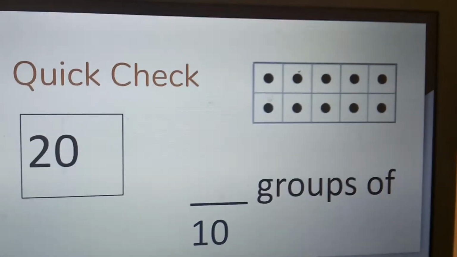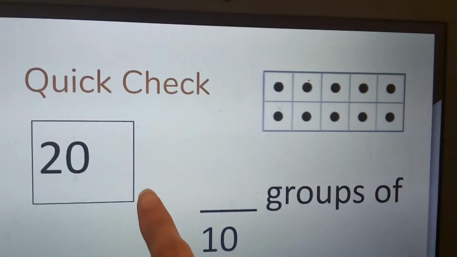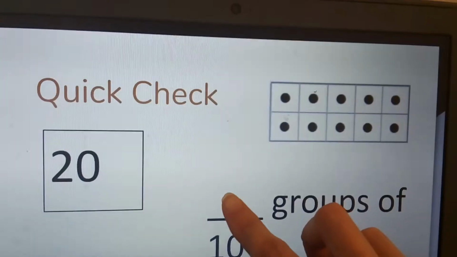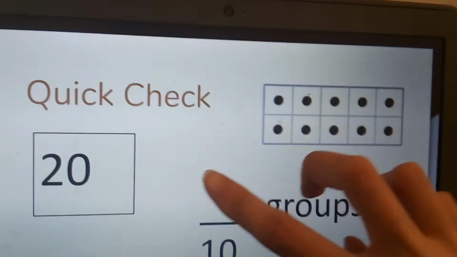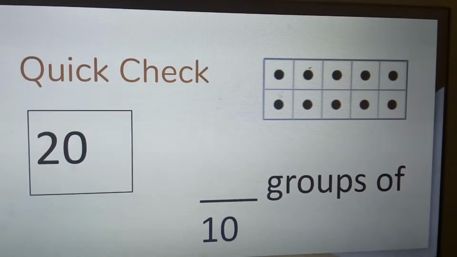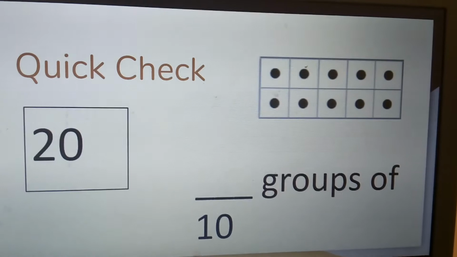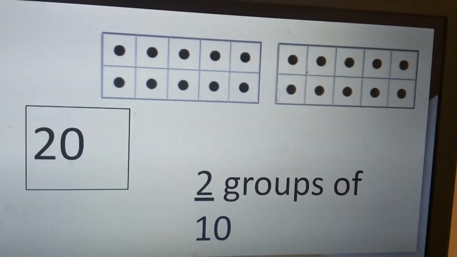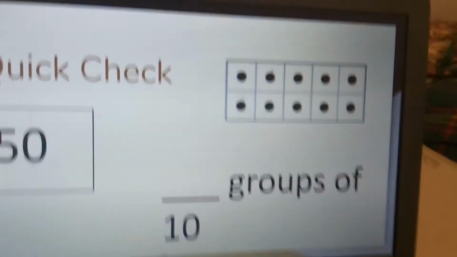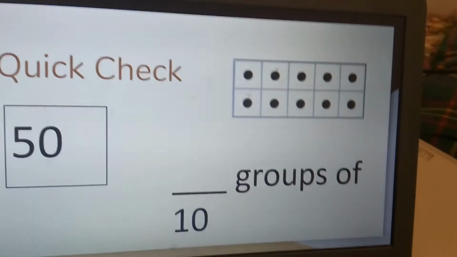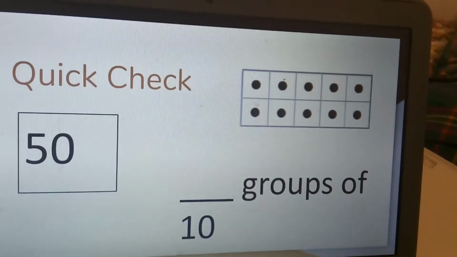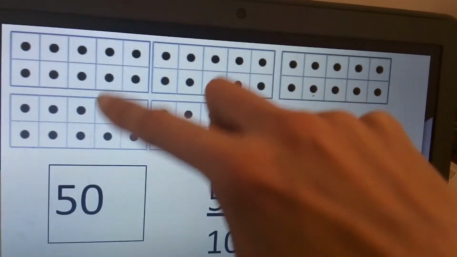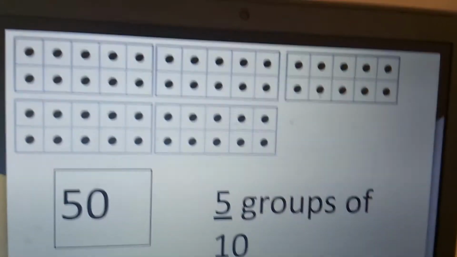So let's take a look at my first example here. So I know my number is 20. And I know if I count by tens, 10, 20, I would have 2 groups of 10. So what I would do is on the side, I would type in a 2 for my answer. Let's see if you can do some. See, there we go. 2 groups of 10 equal 20. All right, your turn. 50. Type in the box, how many groups of 10 make 50? You should have gotten 5 groups of 10 make 50. 10, 20, 30, 40, 50.